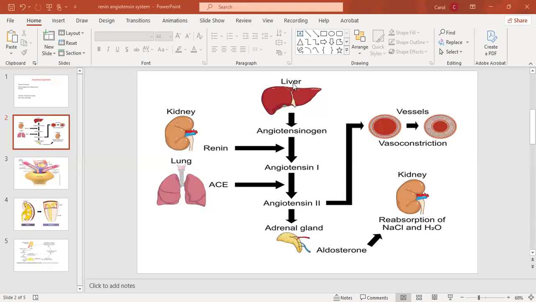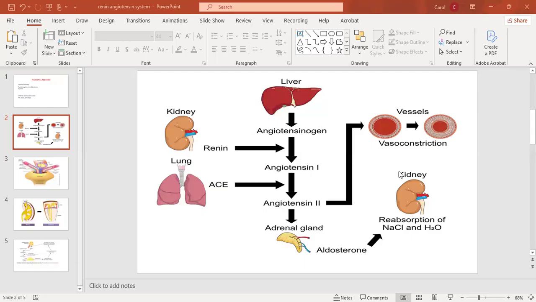And then we have the hepatocytes in the liver that produce angiotensinogen. This is a hormone which is proteinous in nature. It is produced and then secreted to circulate in the body. And then we have the adrenal gland. The adrenal gland is going to produce a hormone known as aldosterone. And then we have the blood vessels, which are eventually going to be the target organs.